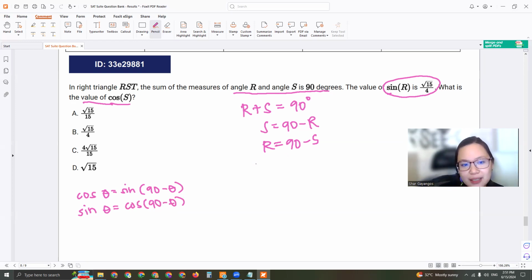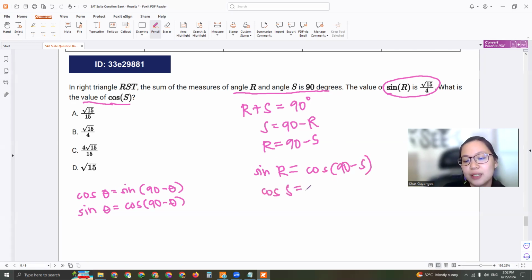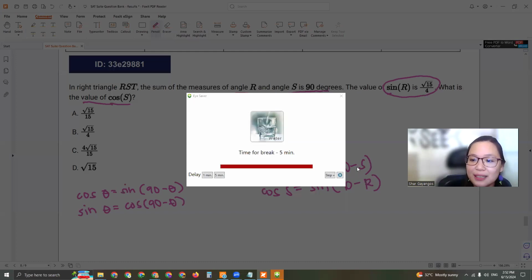Okay, and why is this relevant in our problem? We have sine r. So how do we write sine r in terms of its co-function cosine? Sine r is just equal to cosine 90 minus s. And then why don't we rewrite this as well? Cosine s. So this is just an example, and this is what we're looking for. Meaning cosine s is just equal to the sine of its complementary angle. And we know that that's 90 minus.